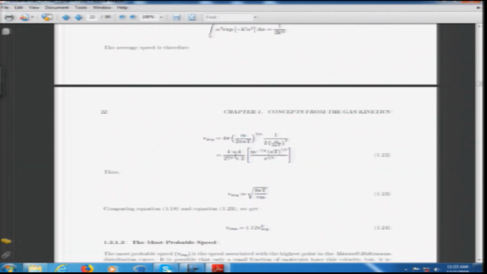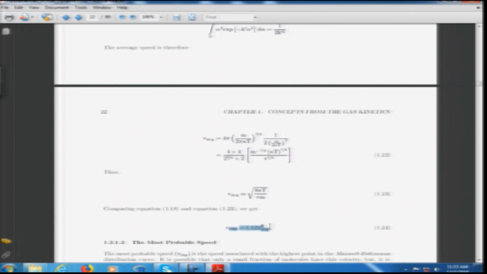After solving, we get V average is equal to square root of 8 kappa T upon pi m. This is nothing but your V average. Now, since we have brought out two speeds, the average speed and V rms, that is root mean square speed, the relationship between these two speeds is approximately V rms is equal to 1.12 V average. Now, the third one is the most probable speed.